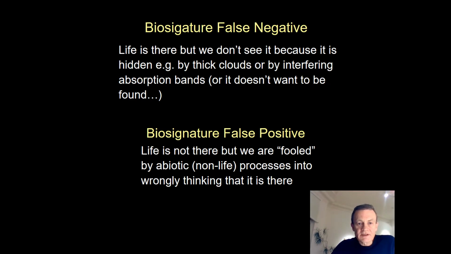So these are important concepts in biosignature science. A false negative refers to a situation where life is there, but we miss it because it's hidden. The spectral features are hidden by thick clouds, or there are overlapping bands or whatever. At the bottom, the false positive is the case where life is not there, but we think it is there. So we are fooled by non-life processes and we say, oh look, we're seeing a biosignature here, but it's not a biosignature, it's abiotic.